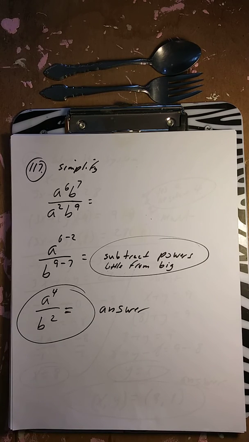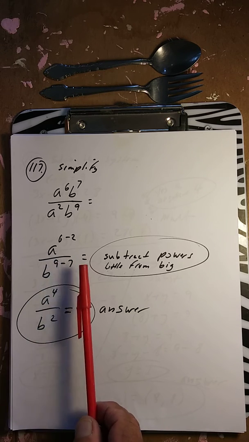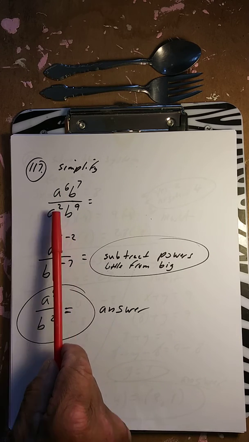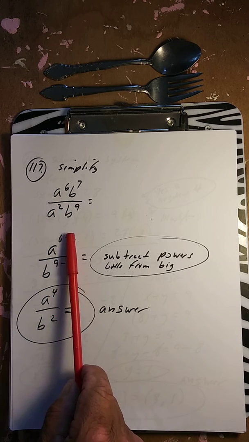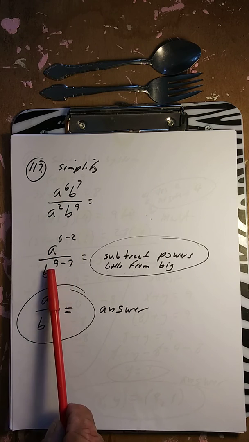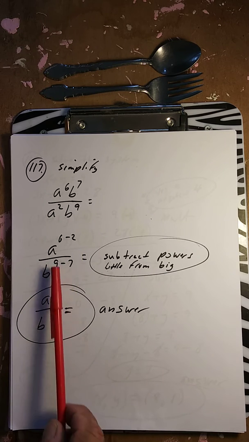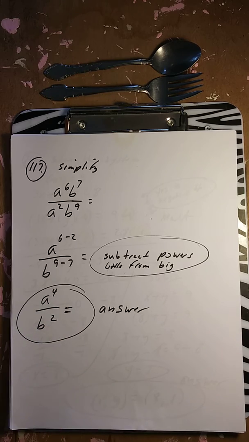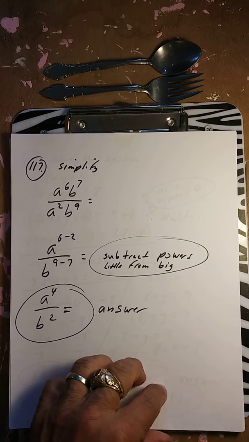Simplify this: a to the 6, b to the 7, over a to the 2, b to the 9. So now, we're going to subtract the little power from the big power. There's a 2 and there's a 6, so subtract the 2 from the 6. So a to the 6 minus 2. Bottom one, 7 and 9, so subtract for b, 9 minus 2. That's going to give you a to the 4, and that's going to give you b to the 2. Subtract the little power from the big powers.